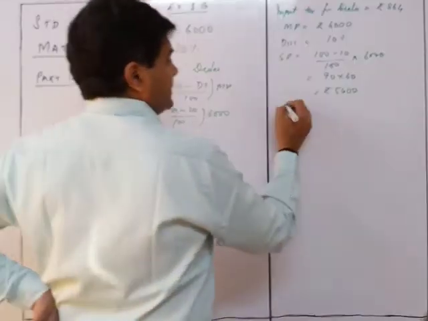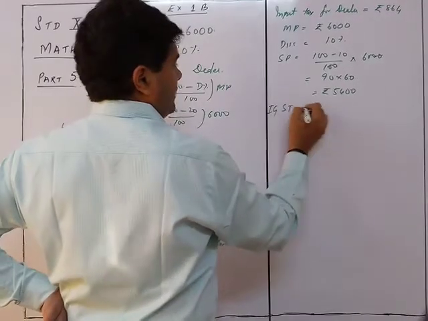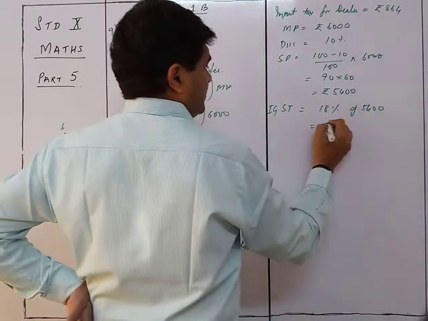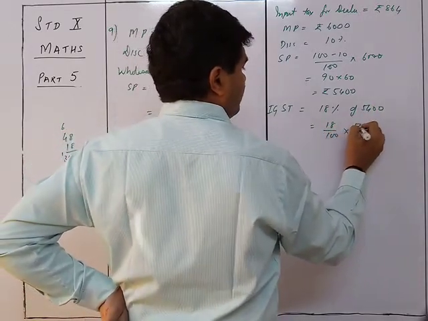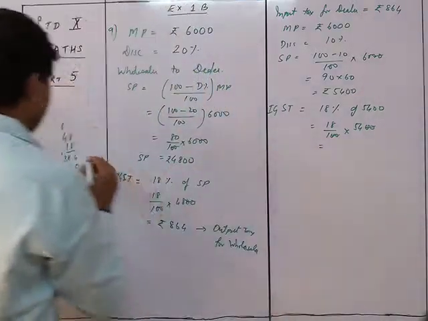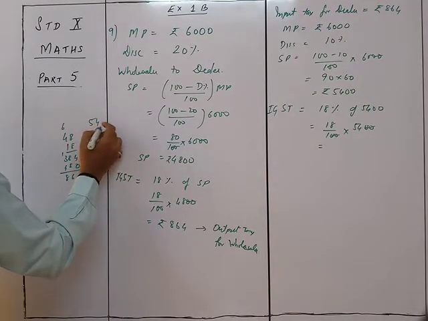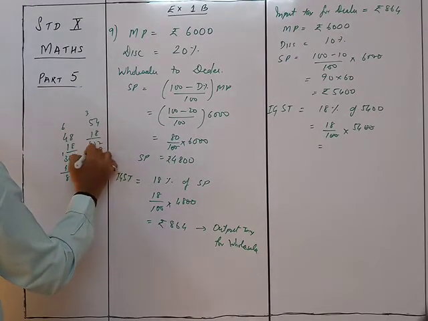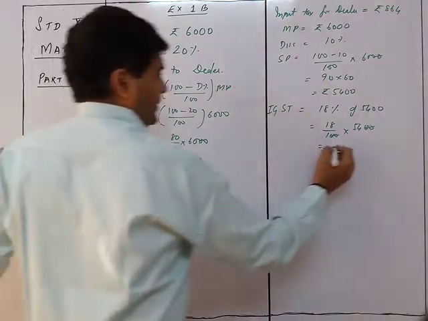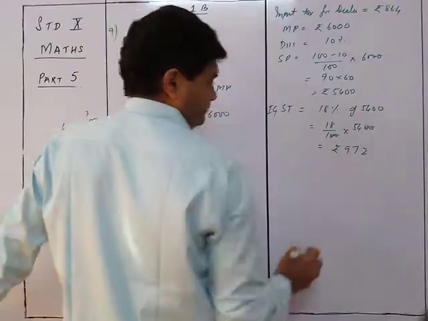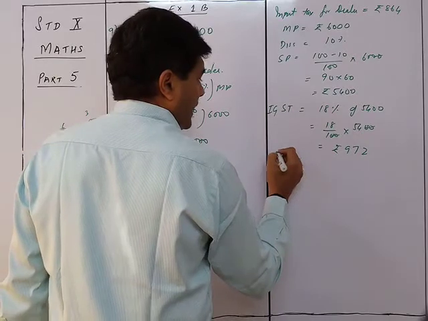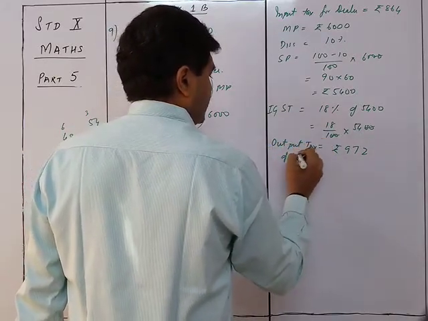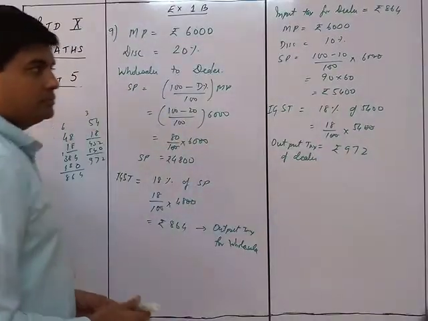Accordingly, the IGST will be equal to 18% of 5,400. That is 18 upon 100 into 5,400, which is 54 into 18. So it will be rupees 972. This is the output tax of the dealer. Okay, we have got this data.